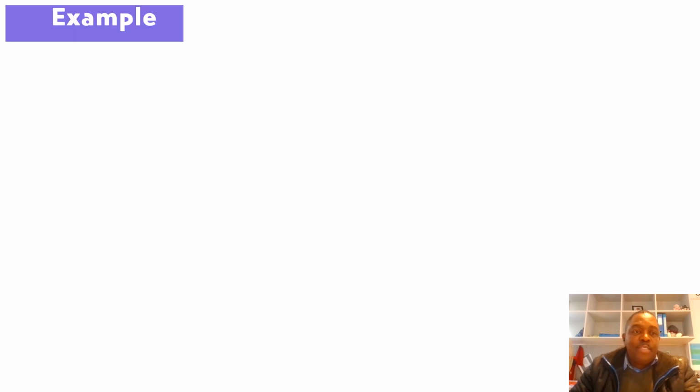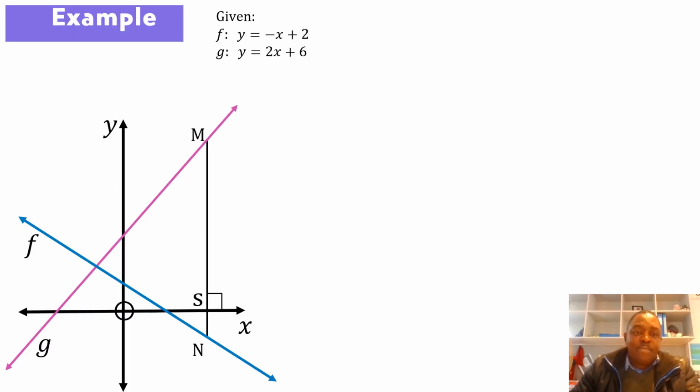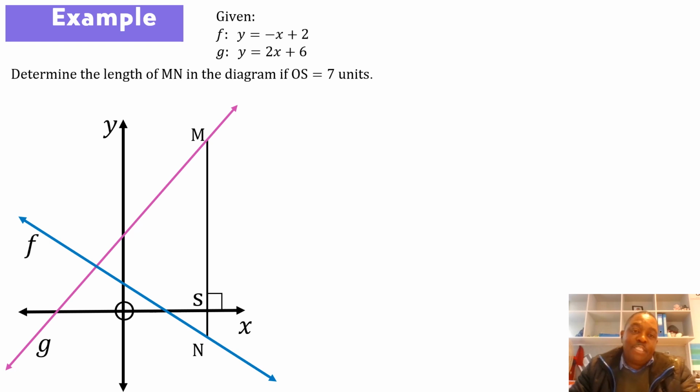Now let's look at a question as an example. We're given two graphs here, a graph of f and a graph of g with their equations. Graph of f, equation y is equal to -x plus 2, and that is our blue graph there, and the graph of g is y is equal to 2x plus 6, and that is our purple graph. Now, question says determine the length of the line MN, which you can see on the sketch in the diagram, if we're given that OS is 7 units.